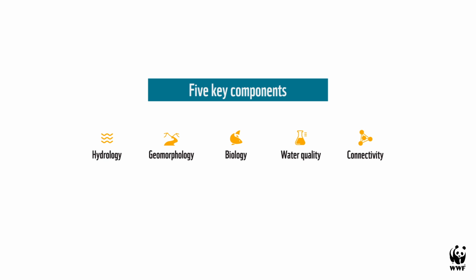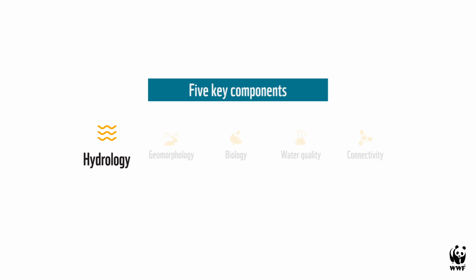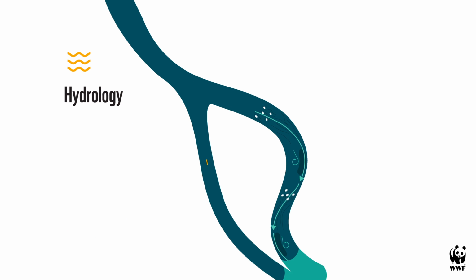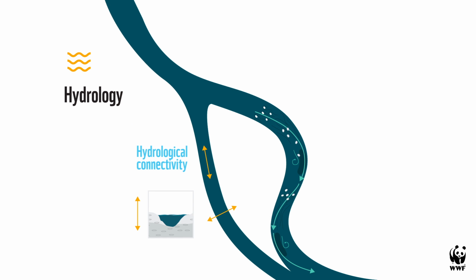Our understanding of environmental flows is based on the analysis of 5 key components: hydrology, geomorphology, biology, water quality, and connectivity. Hydrology describes the movement of water over time. Hydrology affects all of the other key components and is the most sensitive to climate change.